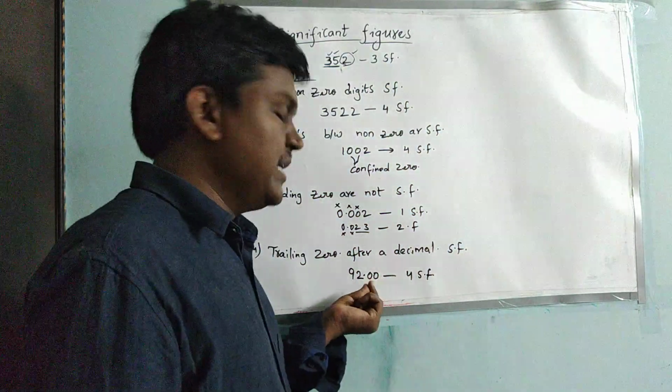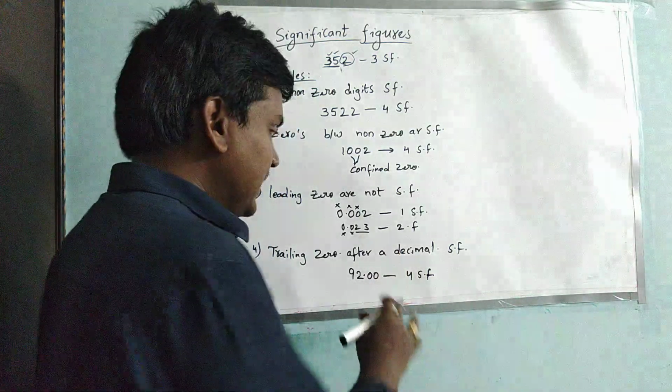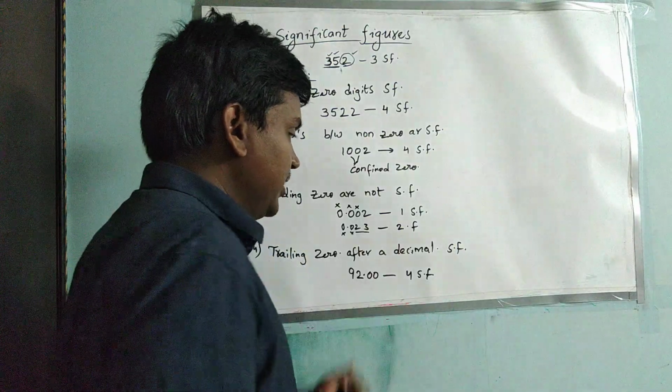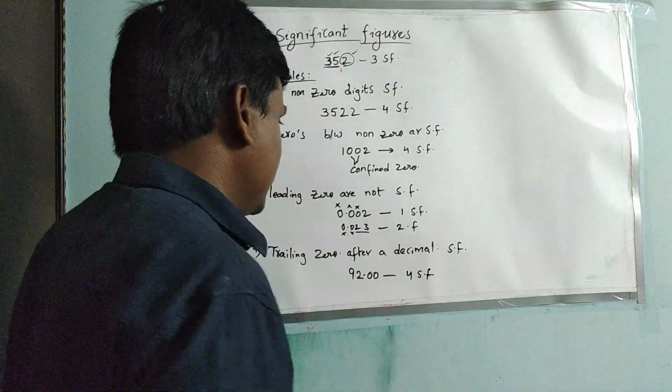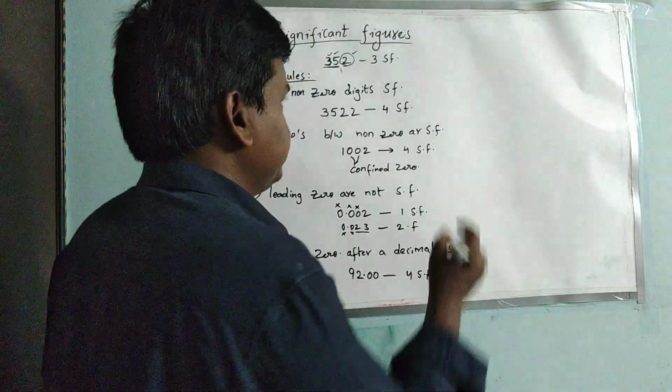Here you may have 92.12. So it indicates the accuracy. If you keep one more zero, that zero also comes under a significant figure here. So the zeros after a decimal will be significant figures.